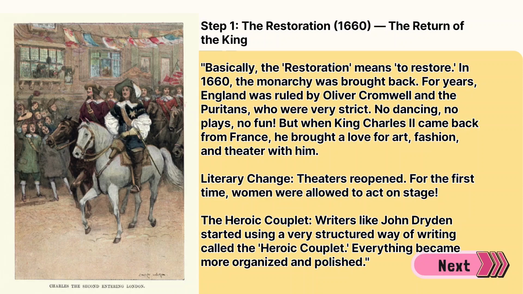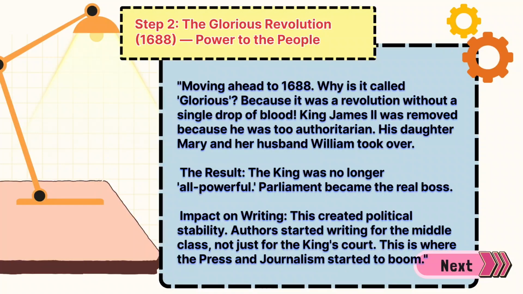Step 2. The Glorious Revolution 1688. Power to the couple. Moving ahead to 1688, why is it called glorious? Because it was a revolution without a single drop of blood. King James II was removed because he was too authoritarian. His daughter Mary and her husband William took over. The result, the king was no longer all-powerful. Parliament became the real boss.